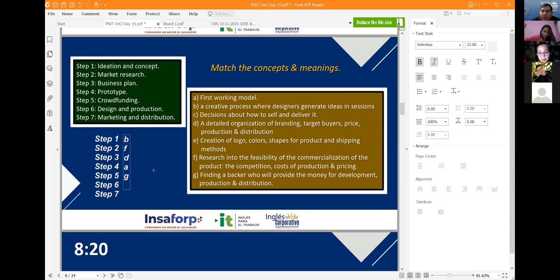Letter E. Exactly, letter E is the creation of logo, the choosing of the colors, shapes for products, and shipping methods. You think about how the product is going to be distributed. If it's going to be sold online, it's going to be sold at stores, and how you're going to transport it, all of this. Now for seven, what is seven?